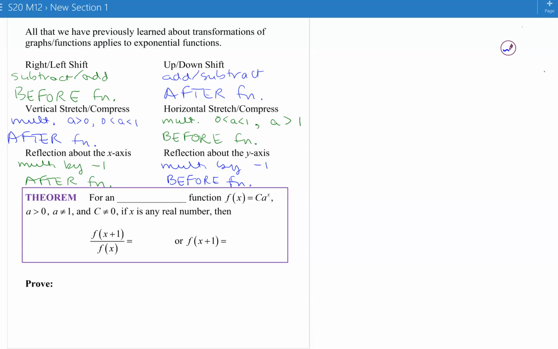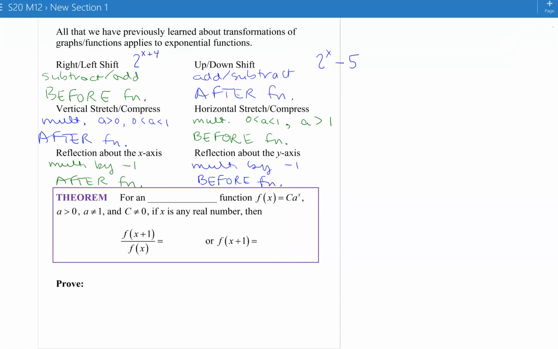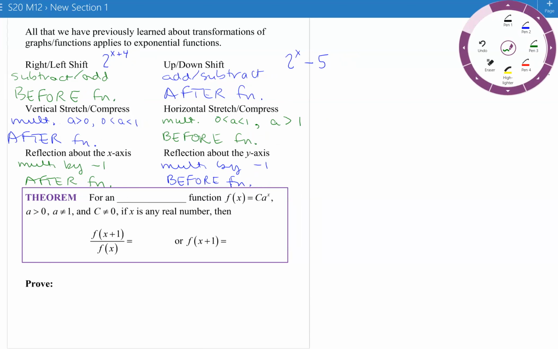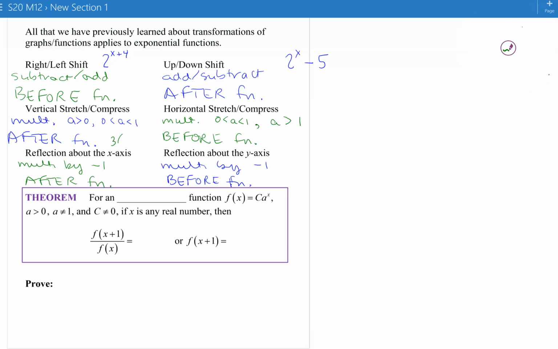Okay, so for exponential functions, we'll show some examples. If you do 2 to the x plus 4, that's adding to the x before the function. If you do 2 to the x minus 5, that's adding or subtracting after the function happens. Then if we want to do the vertical stretch or compress, that has to happen after the function. So you could have 3 times 2 to the x, and that would do a vertical stretch.